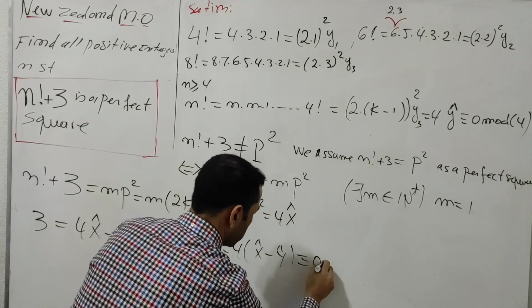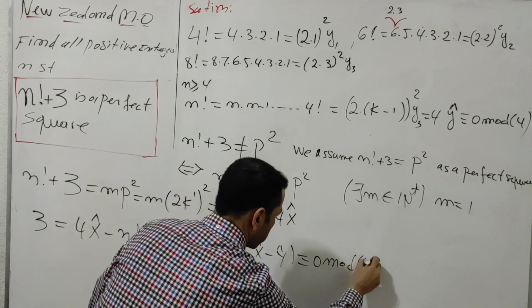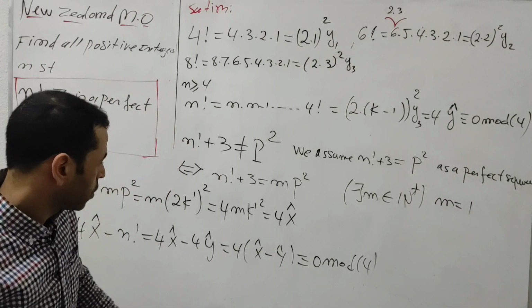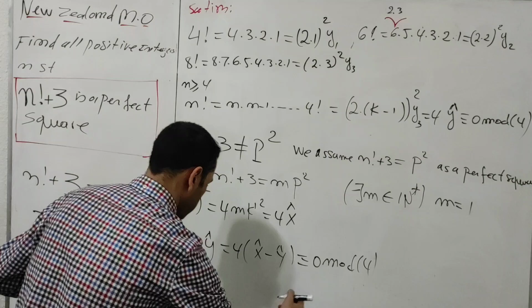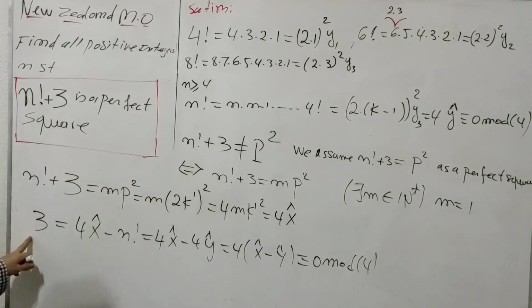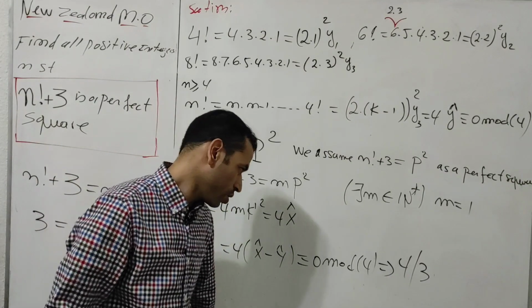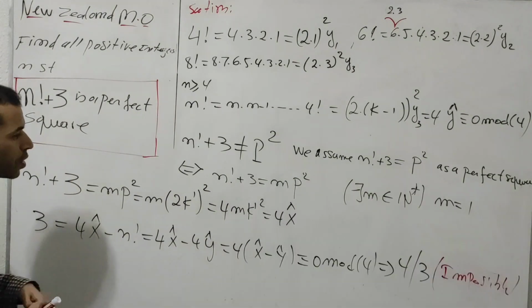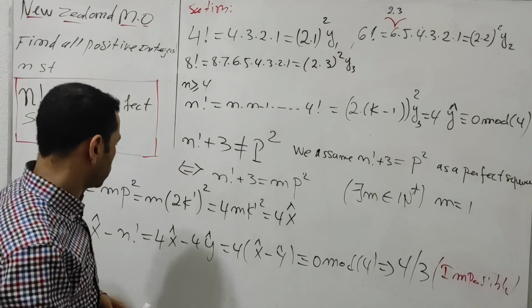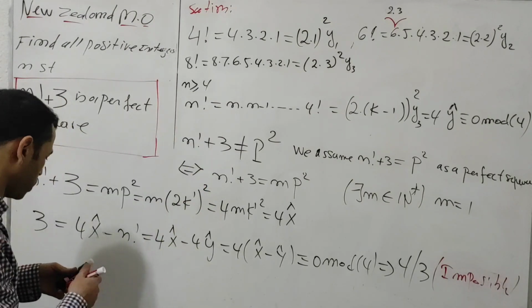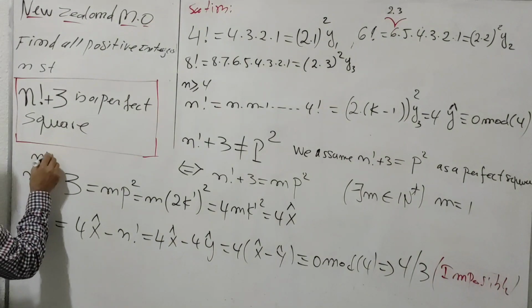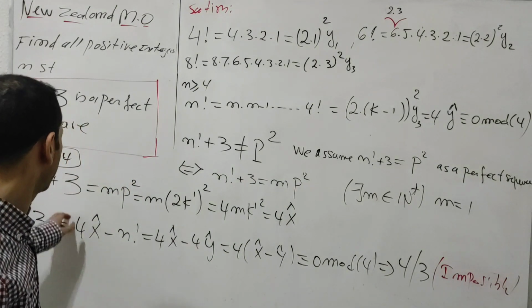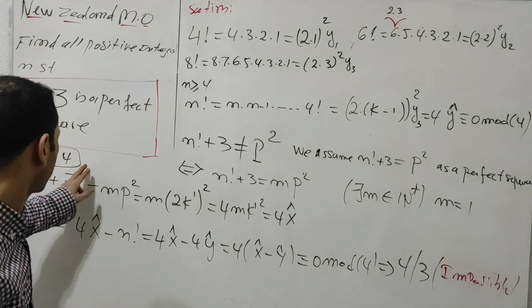which is congruent to 0 mod 4, because both of them are multiples of 4. 4 divides 4, okay? This one is telling us 4 is dividing 3, which is ridiculous, okay? Which is a contradiction. That means we don't have a perfect square when n is greater than or equal to 4, okay? Always you put n greater than or equal to 4 here. Let's move on to find the solutions of this equation when n is strictly less than 4, okay?